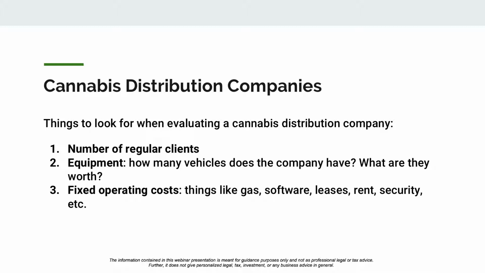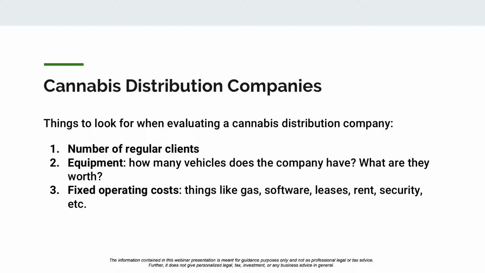They're really a B2B, right? Business to business operation. They have boots on the ground. They have online marketing. And when looking at them, you want to look at all those things we covered, right? How many people they're selling to, what's their revenue model, how many clients do they have, what kind of equipment do they have, what's the value of that equipment, what do the costs look like, things like gas, software, leases, rent, securities.